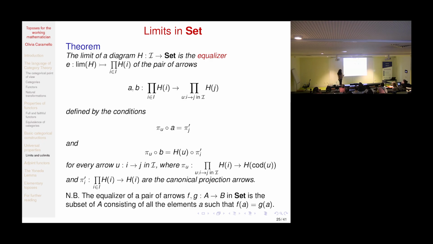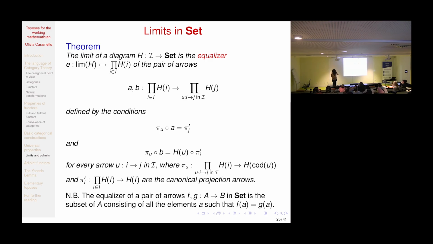In fact, this result I formulated for sets, but it holds more generally for any target category in which such products and equalizers exist. So for concreteness, I'm presenting this for sets, but you should know that it works more generally. Okay, so what do we do?